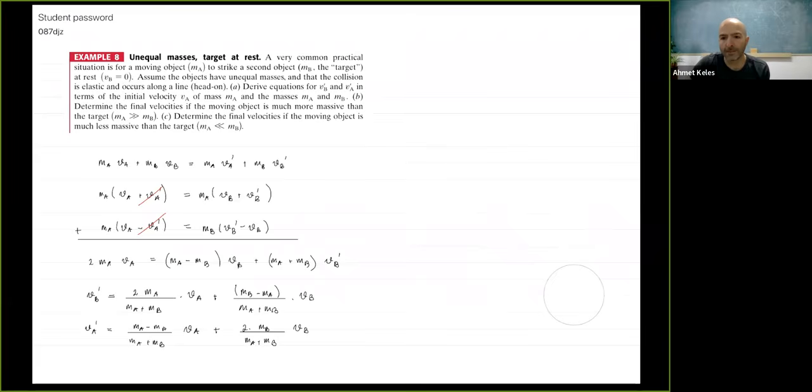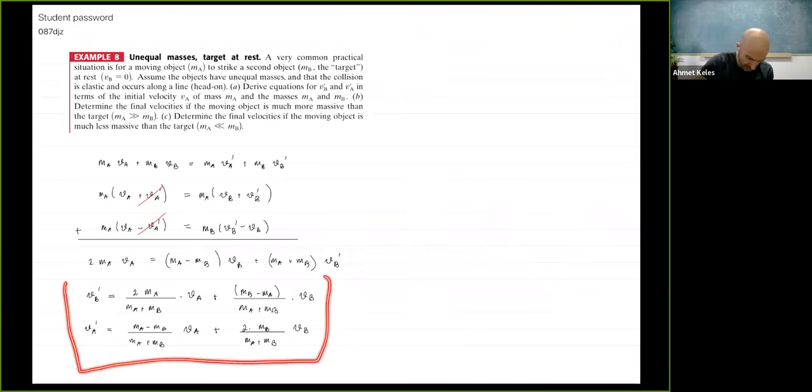All right. Any other questions or objections? And like I said, this one is general, right? This is a one-dimensional collision. No matter what VA, VB, MA, MB, this equation is correct.